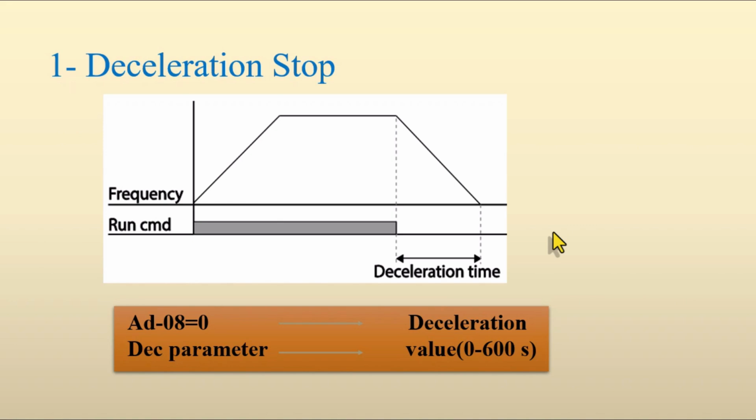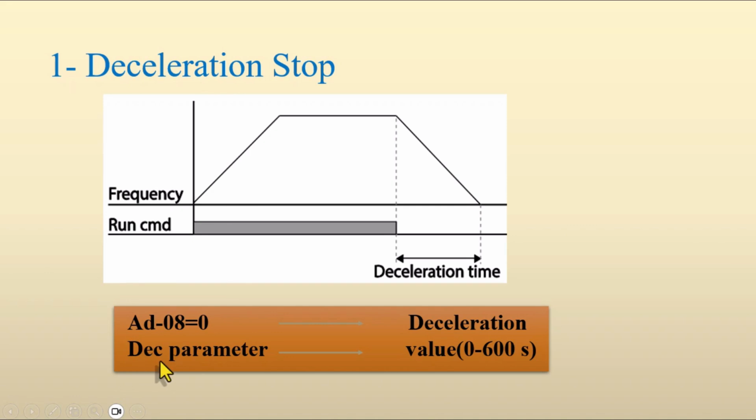What does that mean? If you set your stop mode settings to deceleration stop, the inverter, based on the maximum frequency you've set, will go from the maximum frequency to 0 Hertz within this duration. When you set the deceleration time, it begins to reduce the frequency and stops the inverter. For example, if you set parameter AD08, which relates to your stop mode, to 0, your stop mode will be via deceleration time. But where should you enter the deceleration time duration?